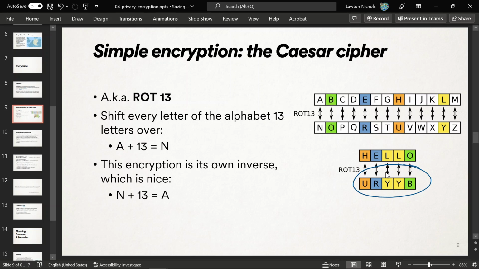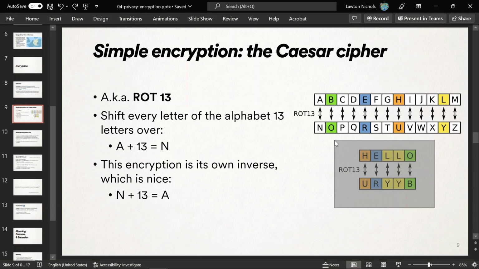On hello, you get Uryyb, and that doesn't look like hello, really. That was encrypted. But then if you do this process all over again, because it is its own inverse, you'll get back to hello. Isn't that cool? So that's a very simple kind of encryption, and it's called the Caesar cipher, ROT13. Are there any questions about that?